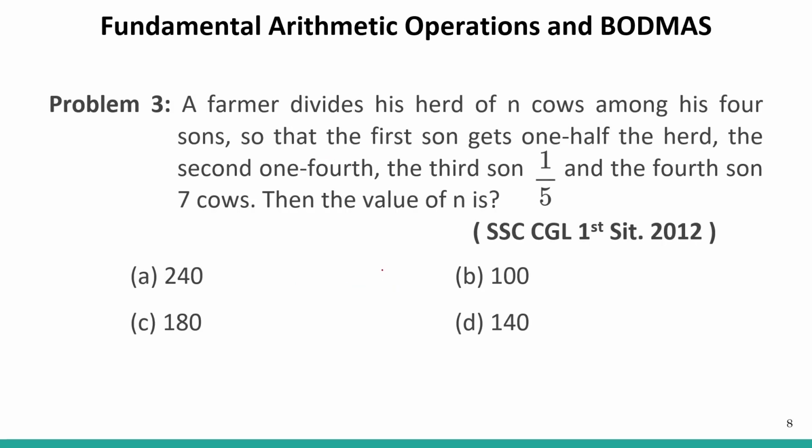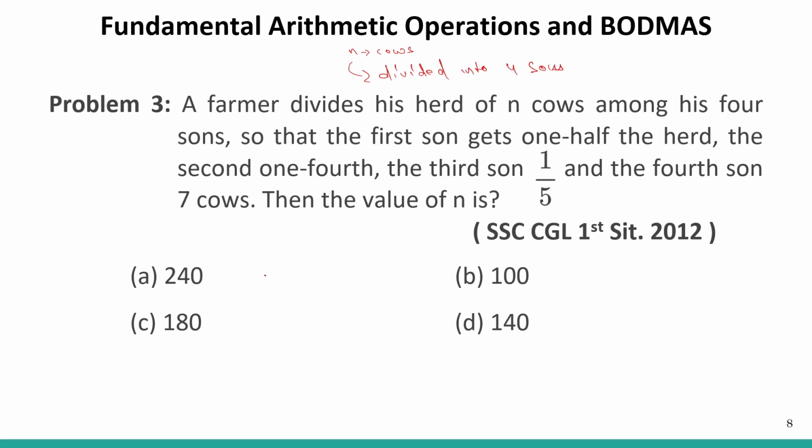Let's see problem number 3. What problem number 3 asks us is, a farmer divides his herd of n cows. So the farmer had a herd of n cows, and what he did was he divided the n cows among his 4 sons, so that the first son gets 1/2 of the herd, the second 1/4, the third son 1/5, and the fourth son 7 cows.